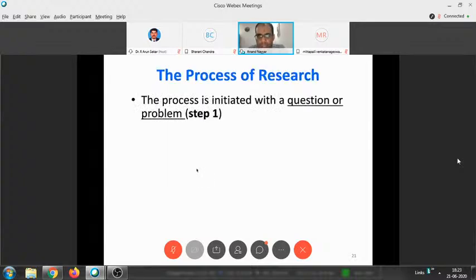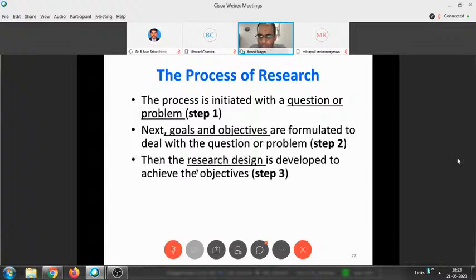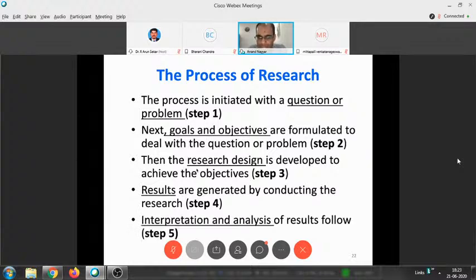Now the process of research, the first step. This is going to be the start of the FDP, or you can say the start of the main aspect. First, the process should be initiated with a question or a problem. What is the problem? What is the question? What are you going to solve? Second, what is the goal and objective? How will you solve that question? What is the design? How do you want to achieve those objectives? Then what are the results generated by conducting the research? And last but not the least, your analysis.